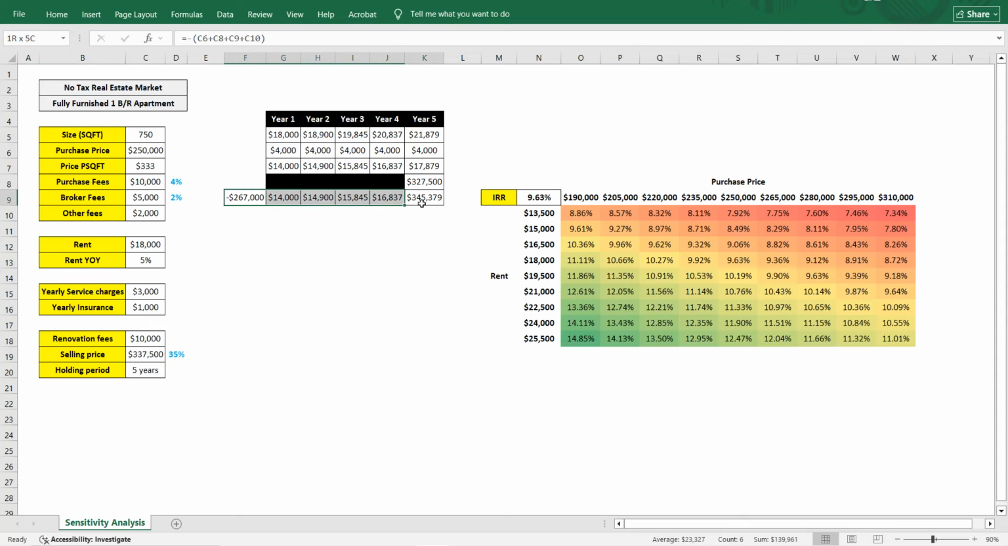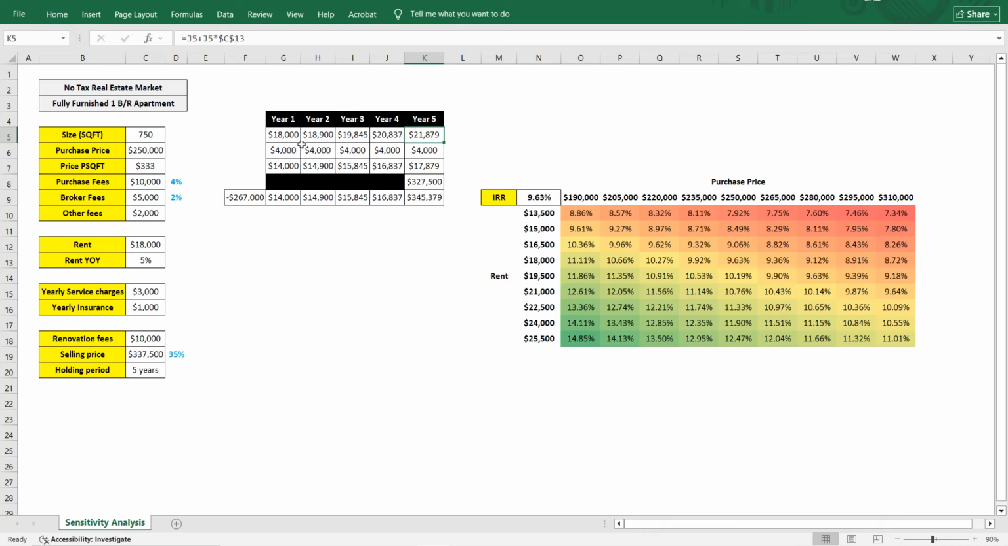Here we have our cash flow. So to understand this better we're going to start from here. As we have said, in the first year we'll have gross rent of $18,000 and we are increasing every year by 5%. So the gross rent in the second year will be the gross rent in the first year multiplied by 5% plus the year 1 rent. Same thing for year 3, so we'll have H5 multiplied by 5% plus H5. And same thing for year 4 and year 5. So we'll have 5% year-over-year growth for the gross rent.